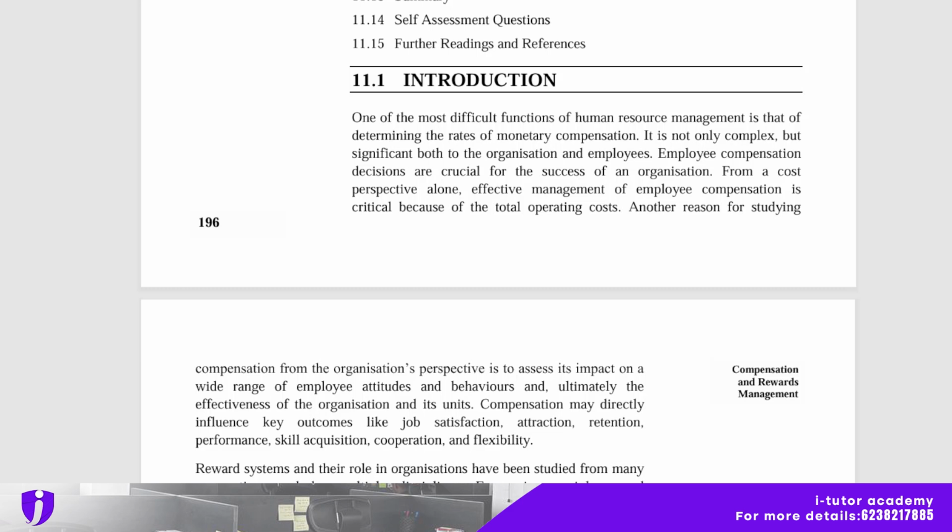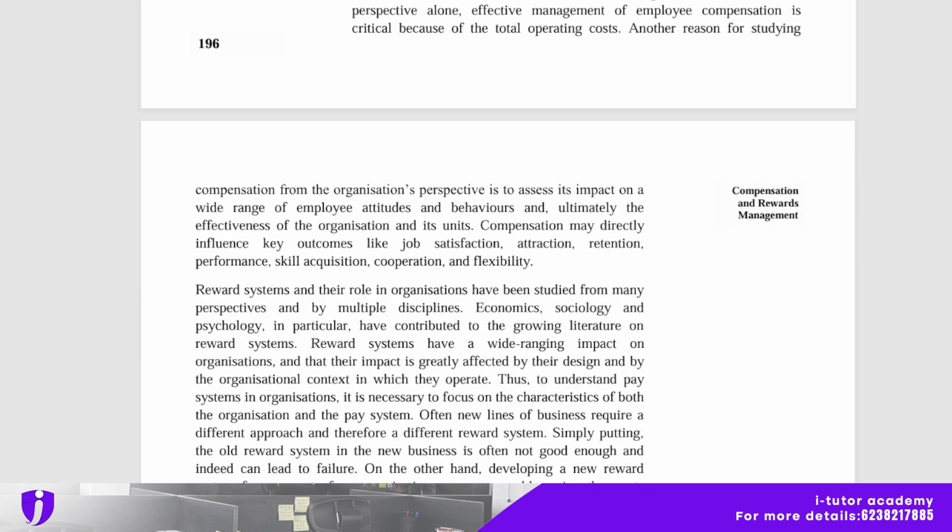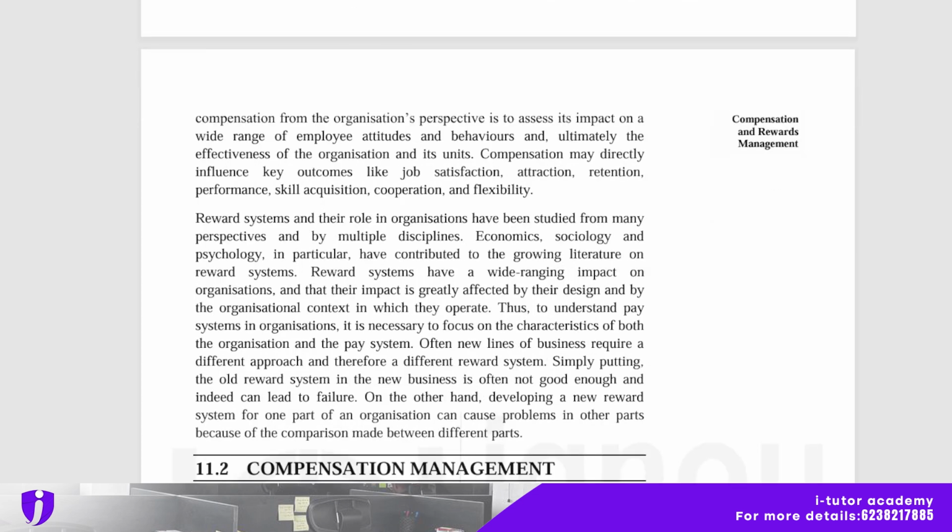Another reason for studying compensation from the organization's perspective is to assess its impact on a wide range of employee attitudes and behaviors, and ultimately the effectiveness of the organization and its units. Compensation may directly influence key outcomes like job satisfaction, attraction, retention, performance, skill acquisition, cooperation, and flexibility.